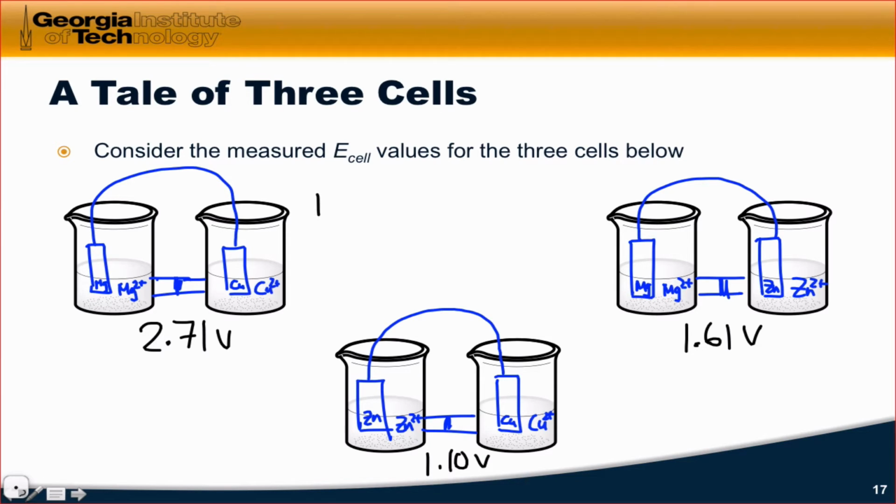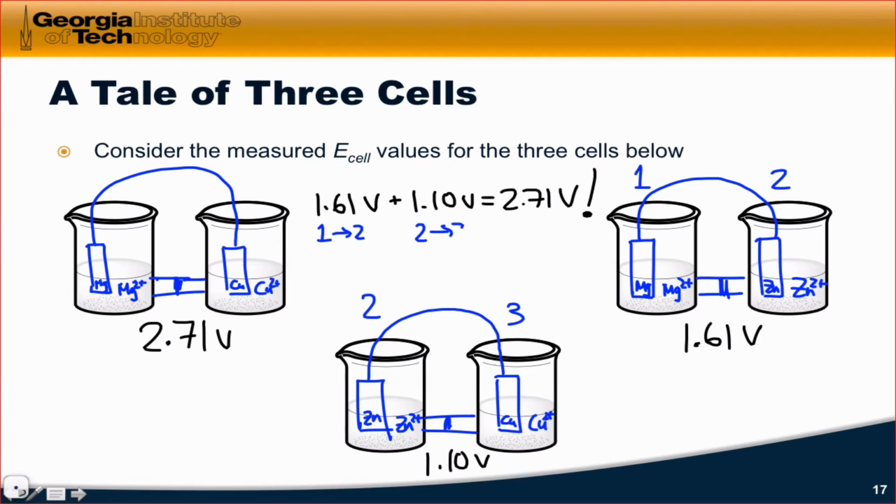Why is this interesting? Because 1.61 volts from magnesium to zinc plus 1.10 volts from zinc to copper gives us the voltage of the cell from magnesium to copper, 2.71 volts. The Ecells appear to be additive. If we think of the magnesium half cell as electrode 1, the zinc half cell as electrode 2, and the copper half cell as electrode 3, what we're concluding here is an almost Hess's law-like conclusion that the cell voltage associated with the 1 to 2 cell plus the voltage associated with the 2 to 3 cell is equal to the voltage of the 1 to 3 cell.